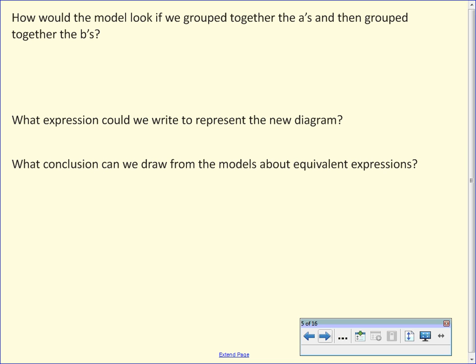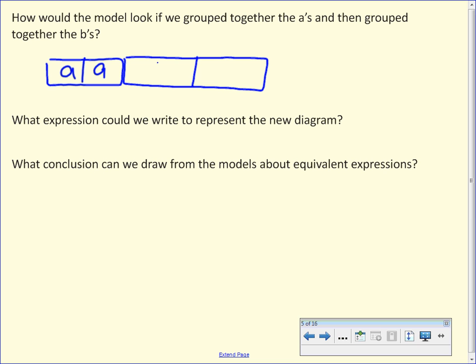How would the model look if we grouped the A's together and we grouped the B's together? Because multiplication is commutative and associative, so the order doesn't matter. So let's draw our two A's together. Remember, our A's are the same size. And let's draw our B's together. How many A's do I have now? Two A's. And how many B's? Two B's.